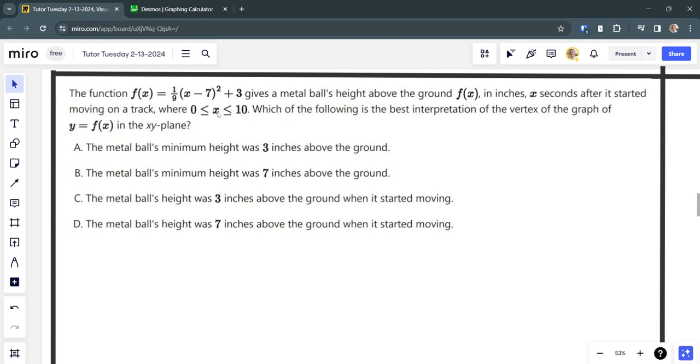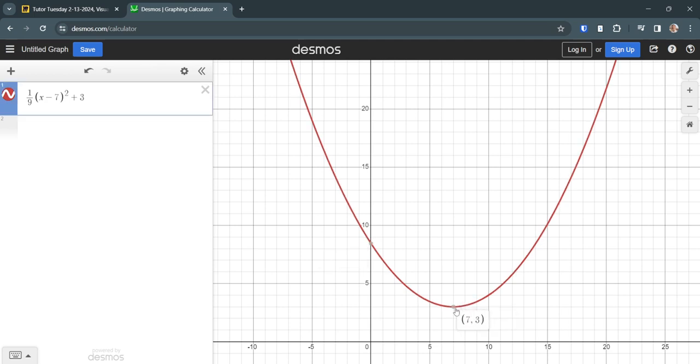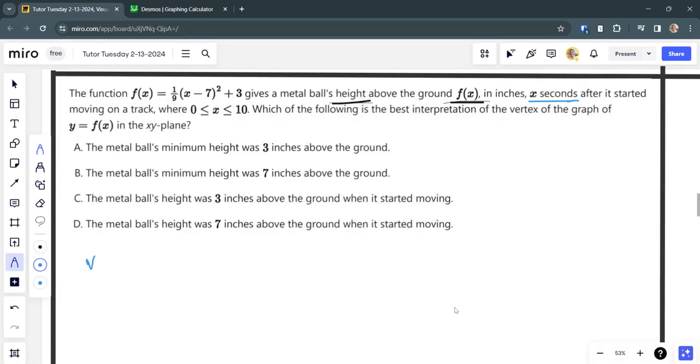What I noticed here is the height above the ground is f of x, and x is the number of seconds. So the vertex is where? The vertex is at (7, 3), which we could have also obtained from the equation itself. What that means is there's 7 seconds, and it's a height of 3 inches.